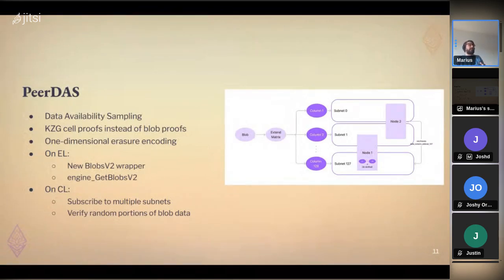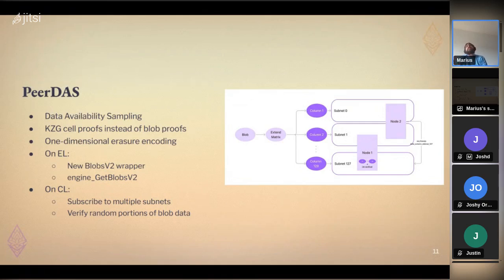Basically, you have different subnets in the consensus layer networking. Subnets basically means one topic. So in this topic, you just send all of the columns: the first column you send to this subnet, the second column you send to this subnet, as you can see on the picture on the right.